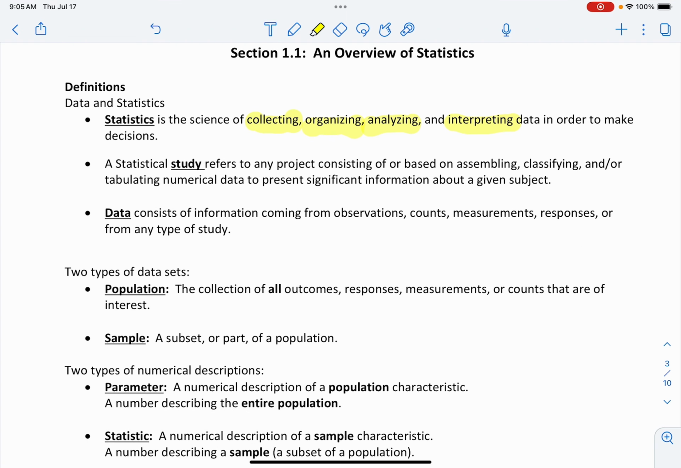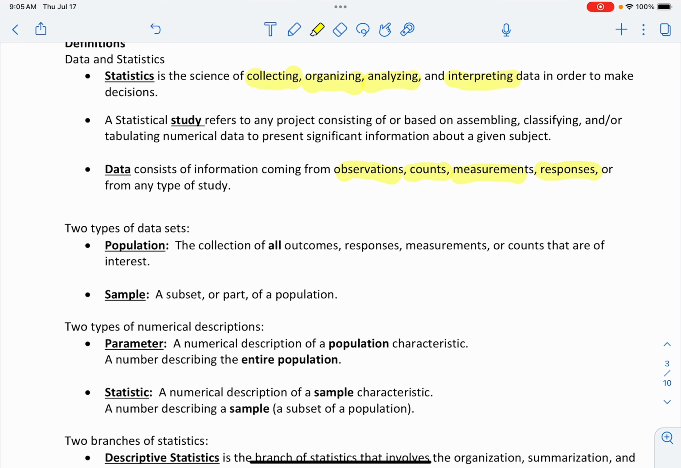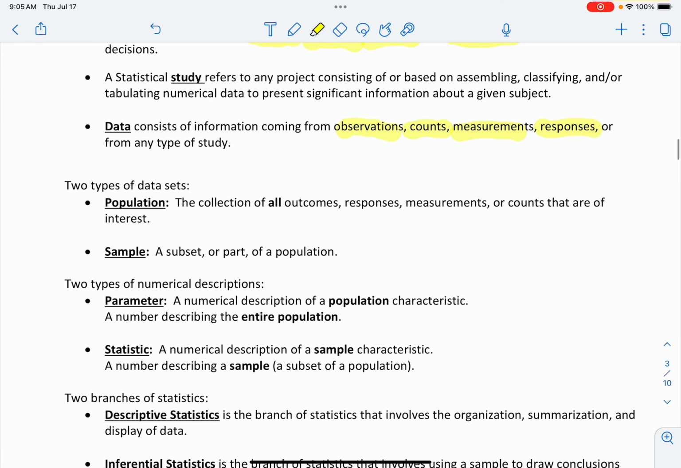A study is pretty much what you would expect it to be. Data consists of information coming from observations, counts, measurements, responses. So any kind of data, lots of different kinds of data we'll be looking at. Some of the questions that you're going to do in your homework probably are going to start here with population and sample. So it's really important to distinguish between those 2 things.